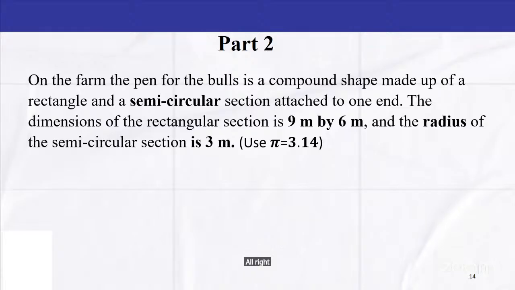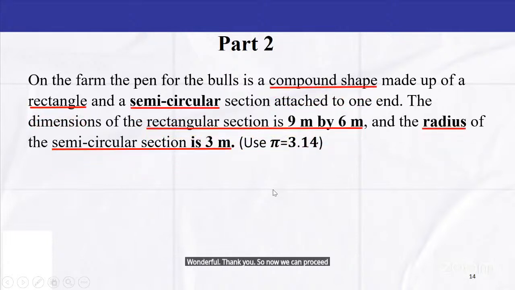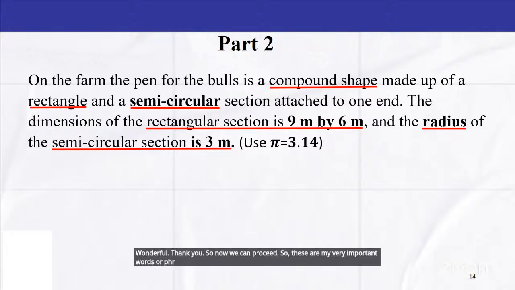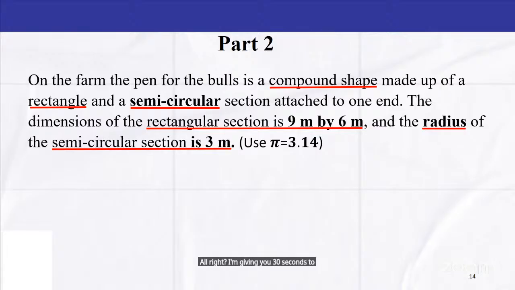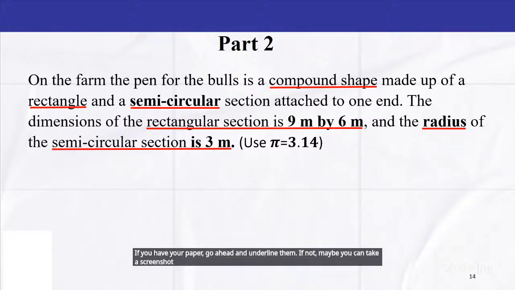Diana says half of a circle, and so does S. Thompson. Wonderful. Thank you. So now we can proceed. So these are my very important words or phrases and sections of the question. These are going to help me to represent and to calculate. I'm giving you 30 seconds to look at them. If you have your paper, go ahead and underline them. If not, maybe you can take a screenshot, and I'm sure you know how to navigate on the phone to get them underlined or highlighted.